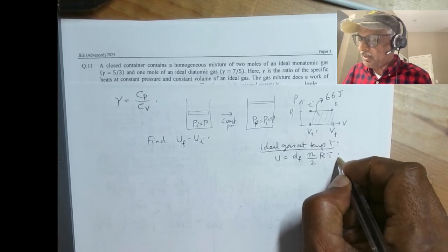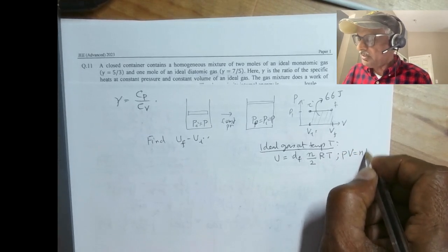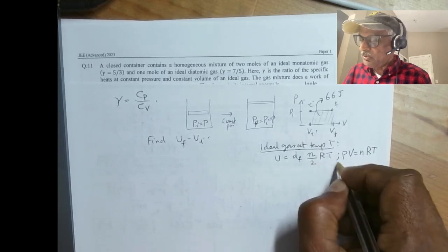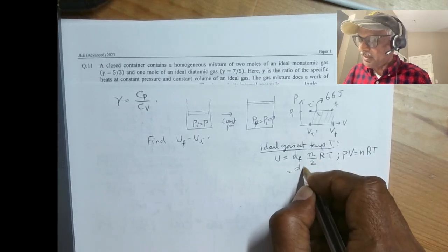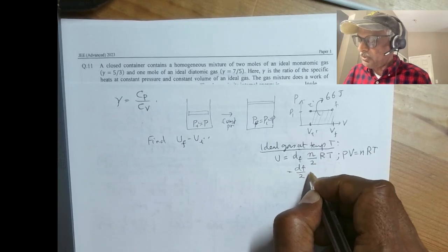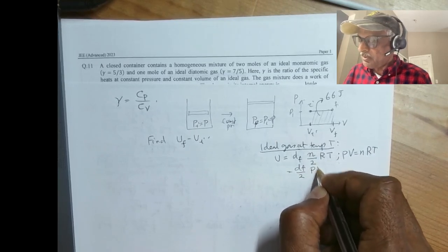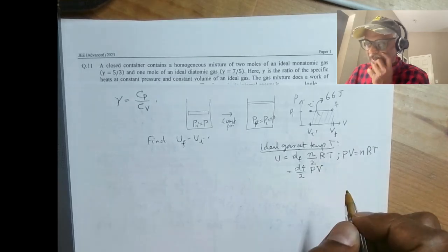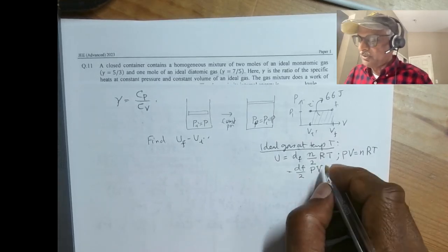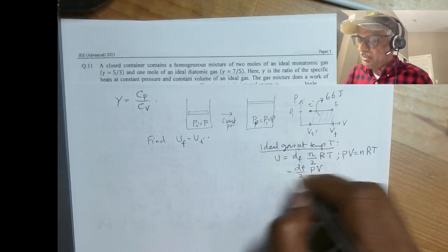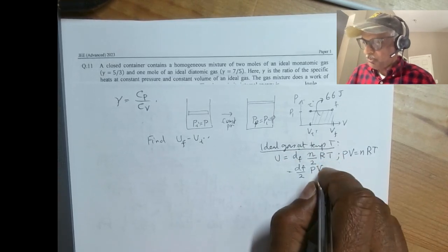For each degree of freedom you get RT, and PV equals nRT can be used to write this as df over 2 times PV for the ideal gas. So you can see this for each ideal gas.